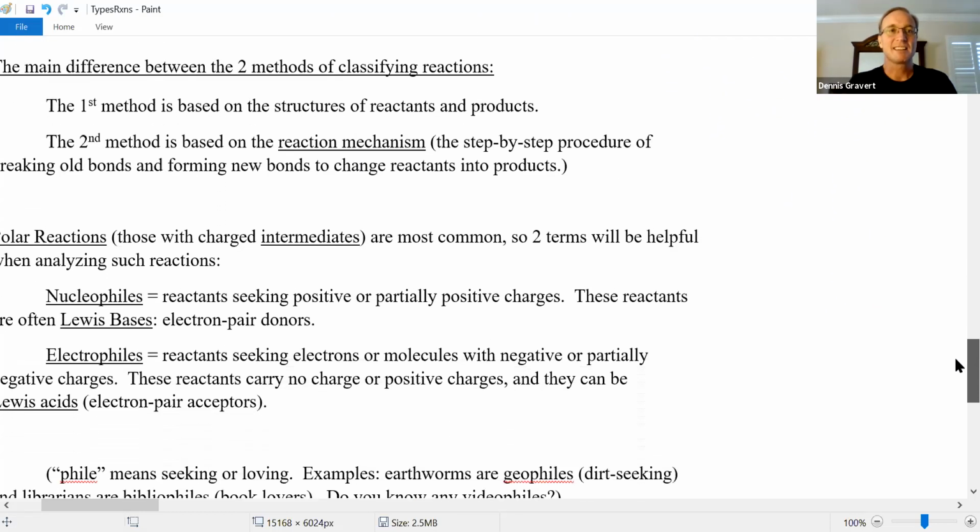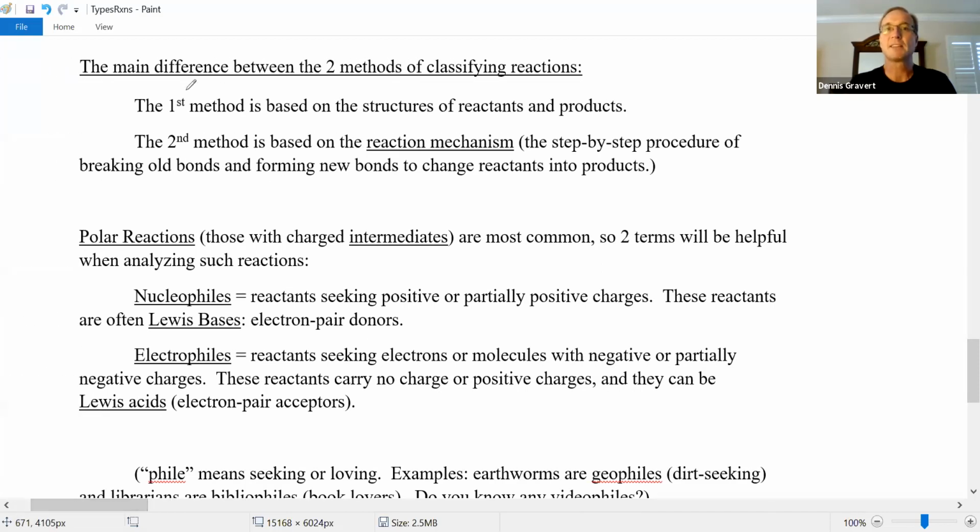I think I already said this, but it doesn't hurt to repeat it. The main difference between the 2 methods: in the first method, addition, substitution, elimination, rearrangement, we are assigning categories based on the numbers of reactants and the numbers of products. The second method, radical reactions, polar reactions, pericyclic reactions, is based on how the reaction happens, the reaction mechanism.